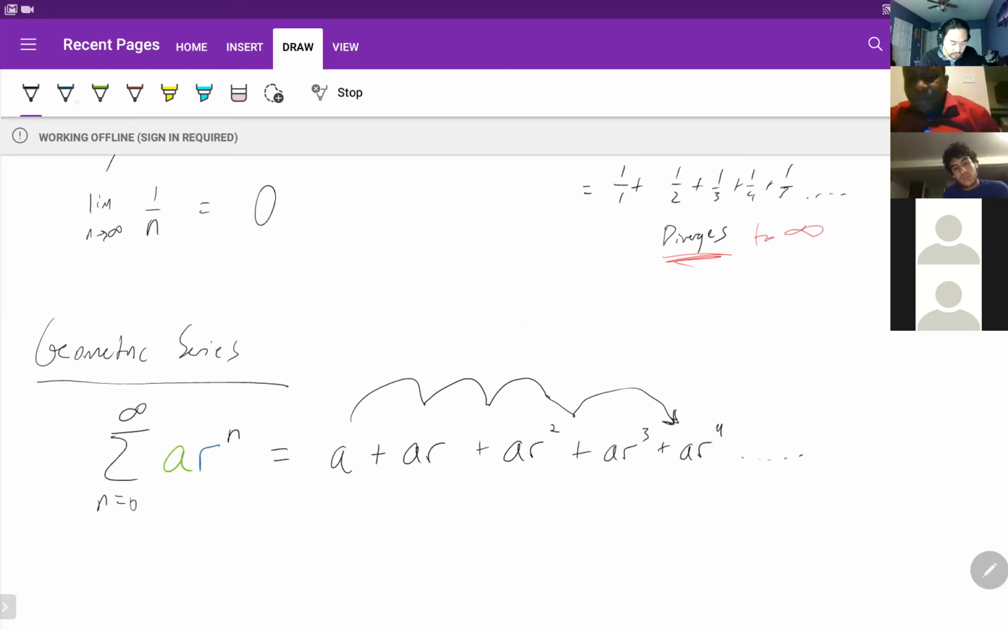Yes. So we give r a specific name. It's called the common ratio. A is just the starting value. It could be like 5, it's just a constant. But r is the thing that you're multiplying each term by to generate the next term.